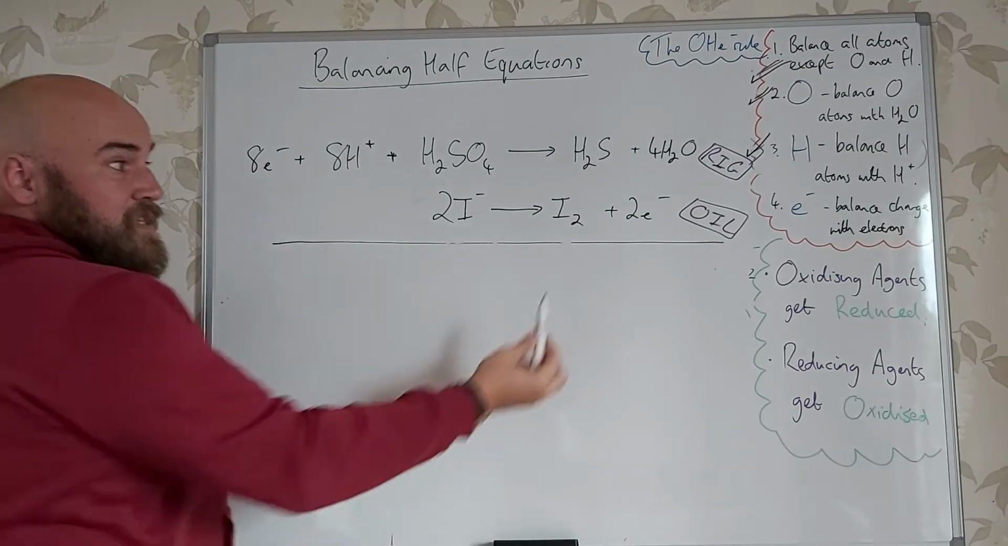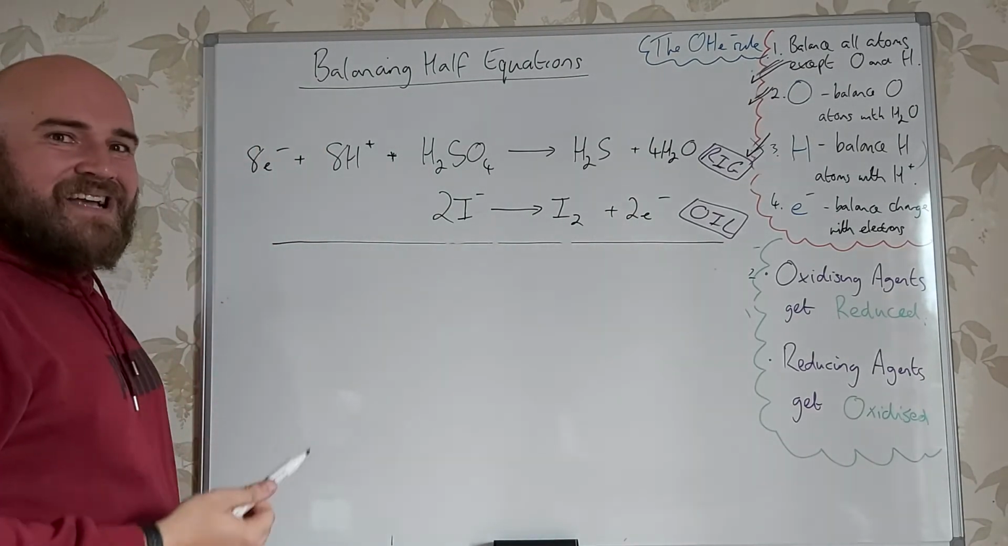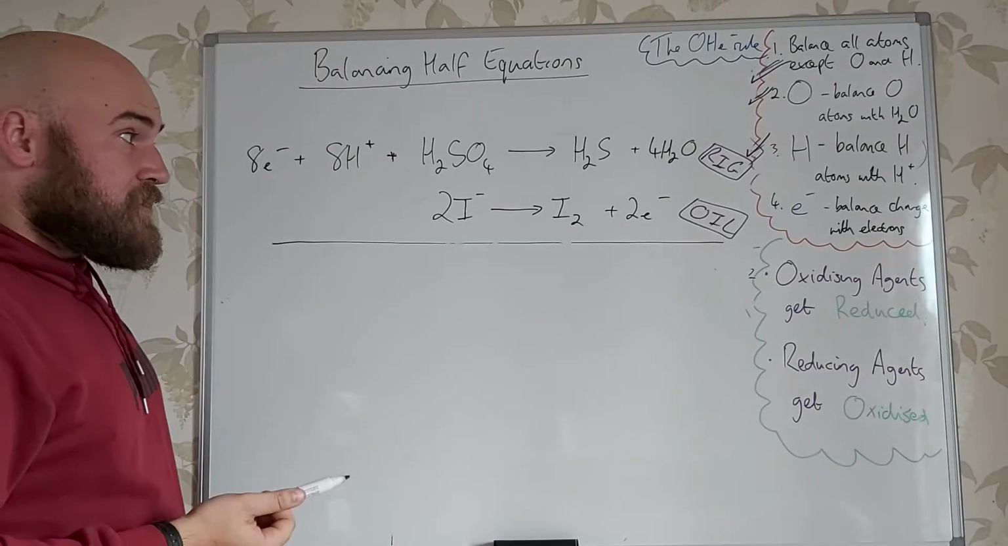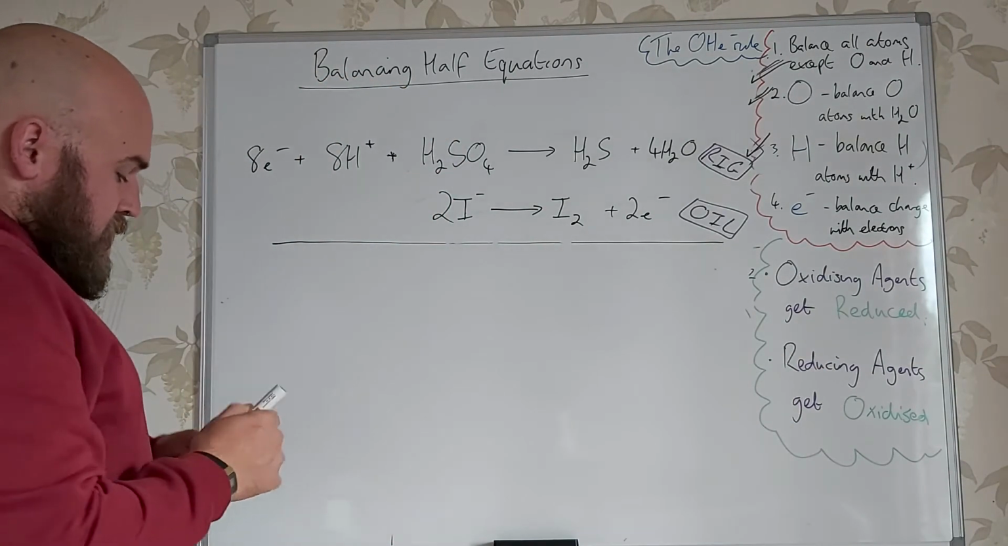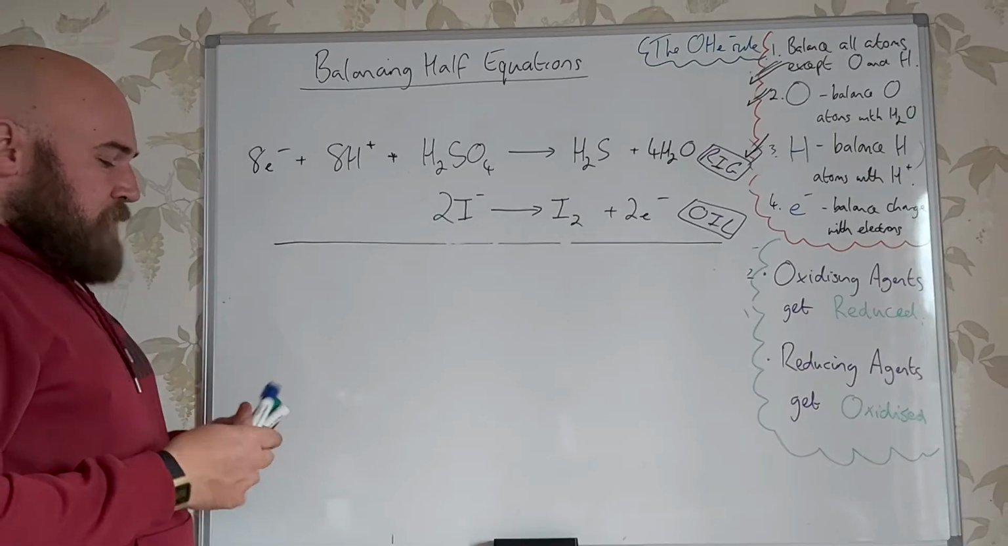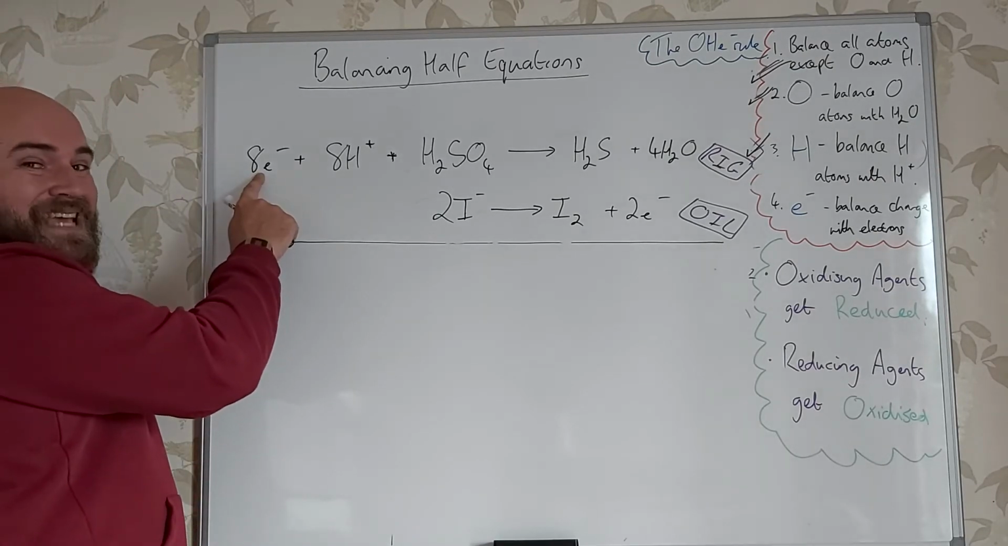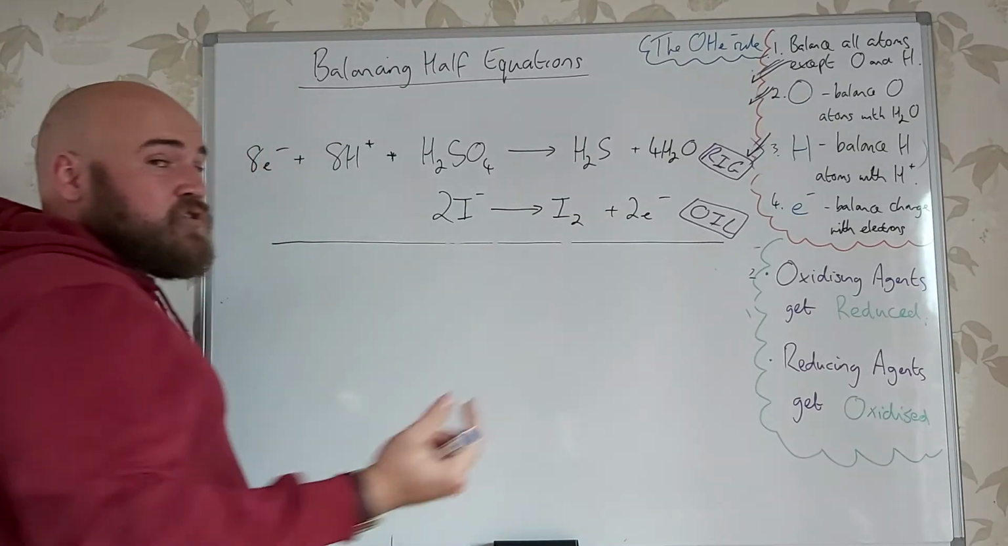Oxidation is loss of electrons. The electrons are on the right-hand side, so the iodide ions are getting oxidized, which means they must be the reducing agent. But before we combine them, we need to make sure the electrons are balanced. 8 electrons being gained, only 2 electrons being lost.